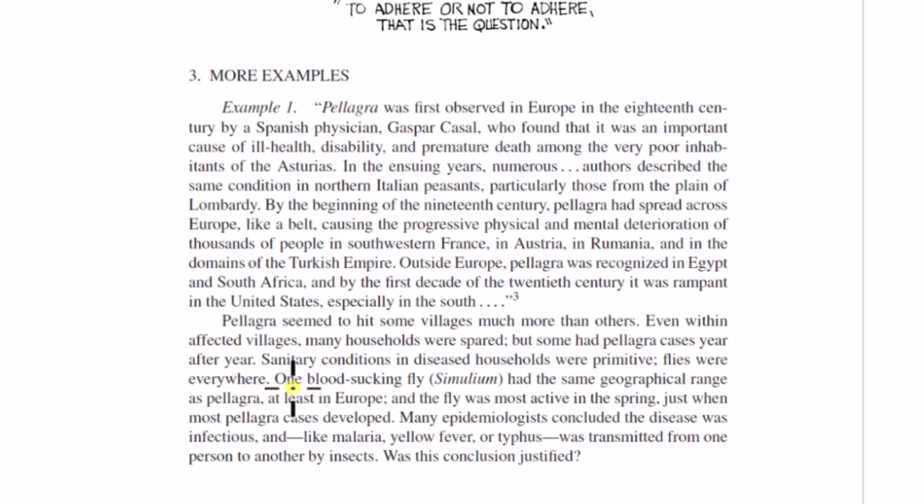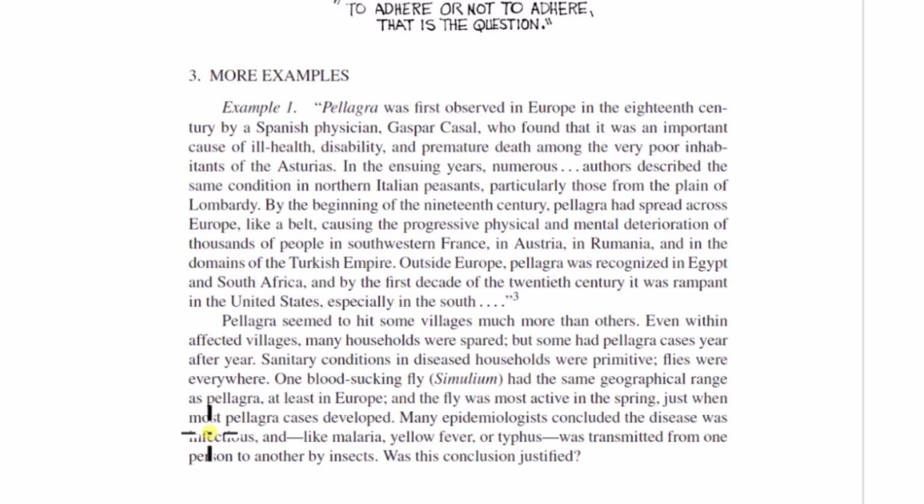Flies were everywhere. One blood-sucking fly had the same geographical range as pellagra, at least in Europe, and the fly was most active in the spring, just when most pellagra cases developed. So many epidemiologists concluded the disease was infectious and, like malaria, yellow fever, or typhus, was transmitted from one person to another by insects. Was this conclusion justified? Okay, so once they saw that this fly had the same range as the disease, it was concluded that it must be transmitted by insects.